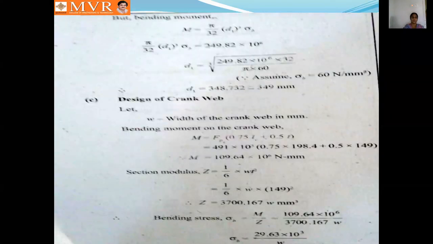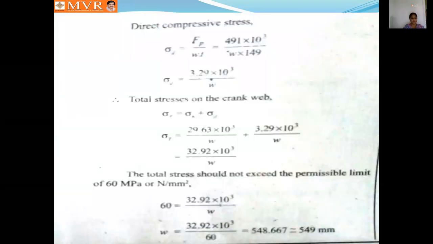Next, you will find the design of the crank web. The third step is nothing but the design of the crank web. First you will find the bending moment on the crank web, M is equal to FP into 0.75 LC plus 0.5 T. Next you will find the direct compressive stress, and then the total stress on the crank web, sigma T is equal to sigma B plus sigma D.